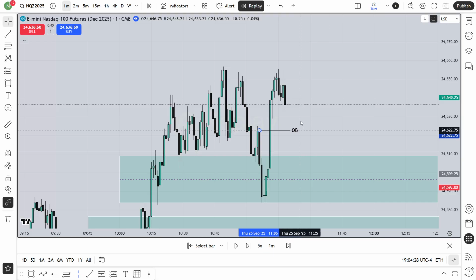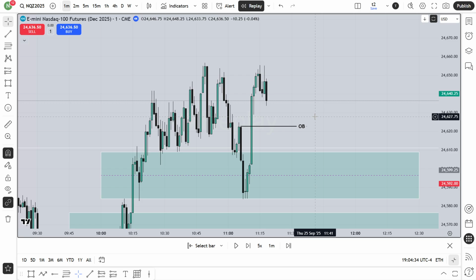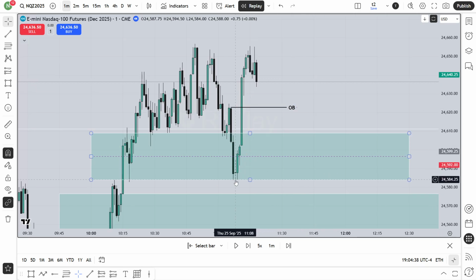I can't use this order block to take my entry anymore. So I have to look for another opportunity to see if it can provide me any kind of entry opportunity. In that type of situation, I am more interested to see this low. It should not be taken. If this low is taken, I'm not interested to take another order block entry over here. So let's see what happened.